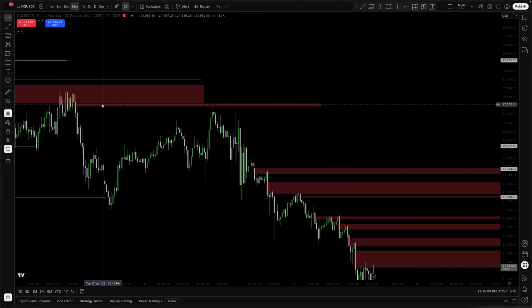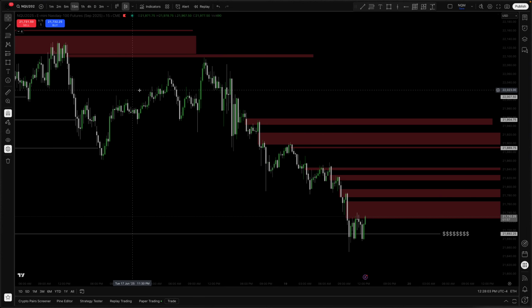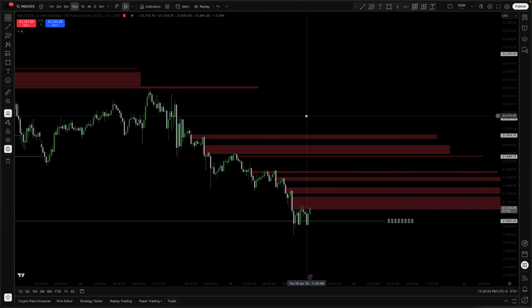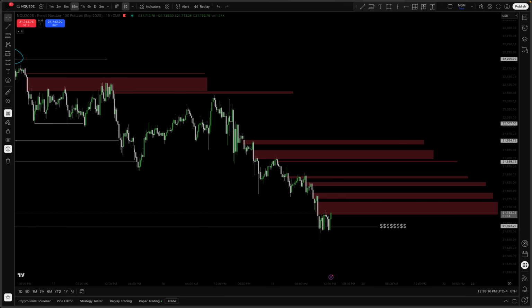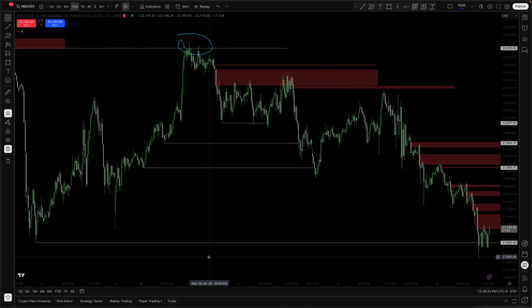So internal range liquidity could be a fair value gap, an imbalance, or an order block. Order blocks, I really don't like. I'm not going to talk much about those because fair value gaps are enough for us to make enough money. So tap here and then go to external range liquidity. And so that is that.